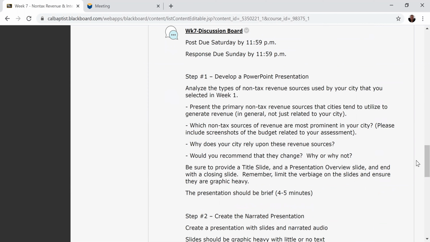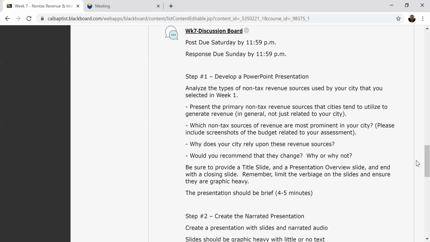You have, again, your discussion board, which you have become very familiar with over the past several weeks. In this discussion board, we're going to be looking at non-tax revenue sources, kind of pulling some information from our video last week, looking at revenue sources and looking primarily at the non-tax part of those revenue sources. So what we're asking you to do in this PowerPoint presentation is to present the primary non-tax revenue sources that cities tend to utilize to generate revenue. This is a general discussion, so we're talking cities in general, plural, not necessarily your specific city for this one question. So go ahead and present what are the major types of non-tax revenue sources that cities generally tend to use.